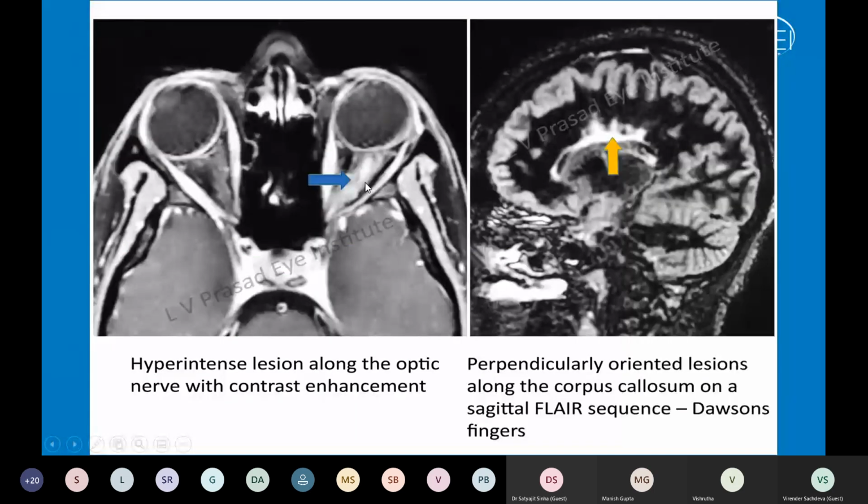but when we obtained imaging, we saw that there is thickening of the optic nerve along with enhancement on post-contrast images. In addition to that, the brain MRI was also abnormal. It showed hyperintense lesions in the periventricular area, which are arranged perpendicular to the corpus callosum. These are called Dawson fingers because they are arranged along the medullary veins, which go perpendicular to the corpus callosum.